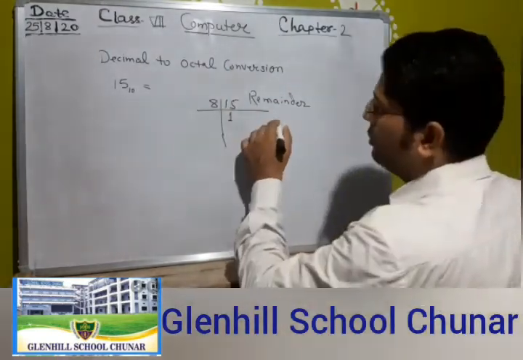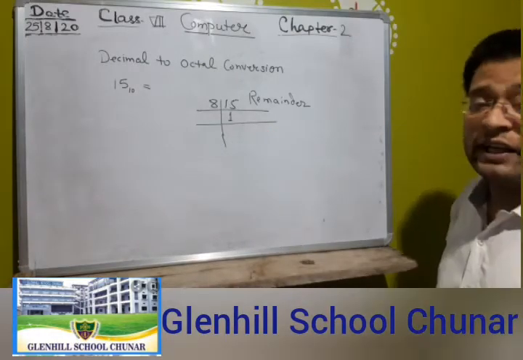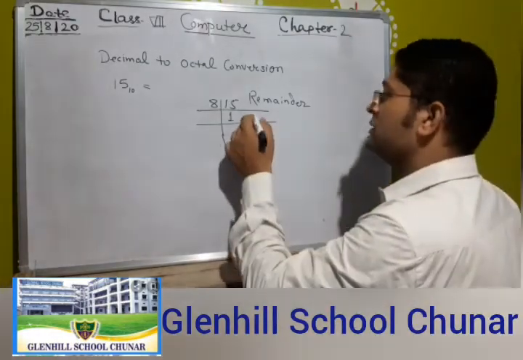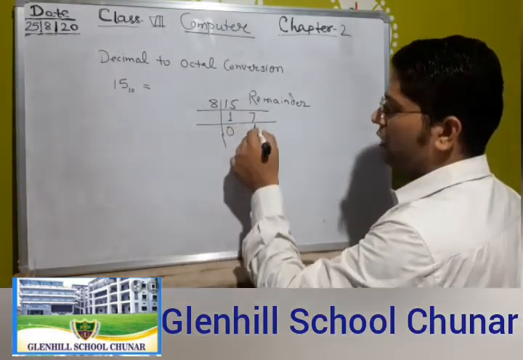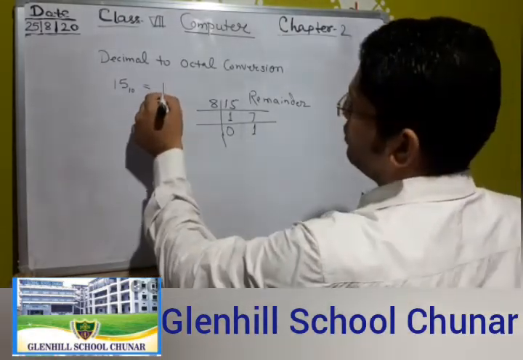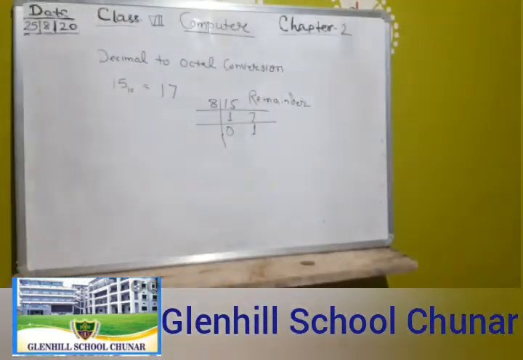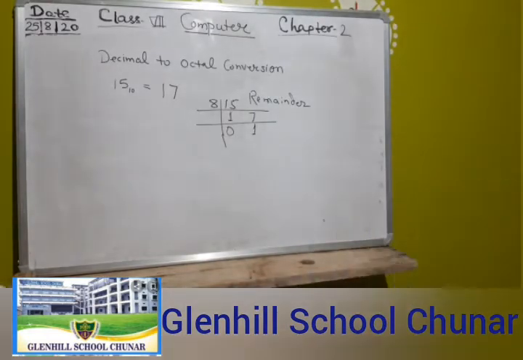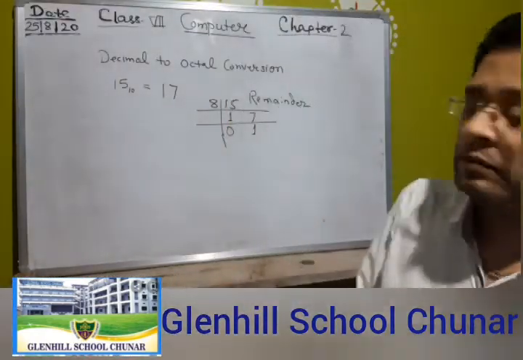So 8 ones are 8, and the remainder is 7 here. Then 0 here and 1 here, and reading down to up, that's 17. Okay, student? So this is your decimal to octal.